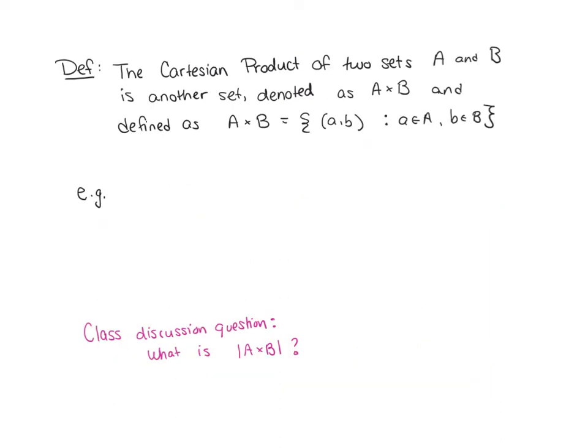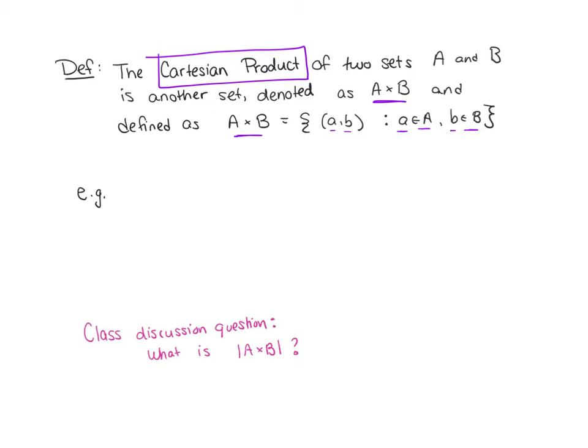All right, now that we've defined ordered pairs, we can use those to define the Cartesian product of any two sets. So the Cartesian product of two sets, A and B, is just another set. We denote it A cross B. We usually call it A cross B, or A Cartesian product B. And it's defined by A cross B is equal to the set of ordered pairs (a, b), where a comes from the first set and b comes from the second set.